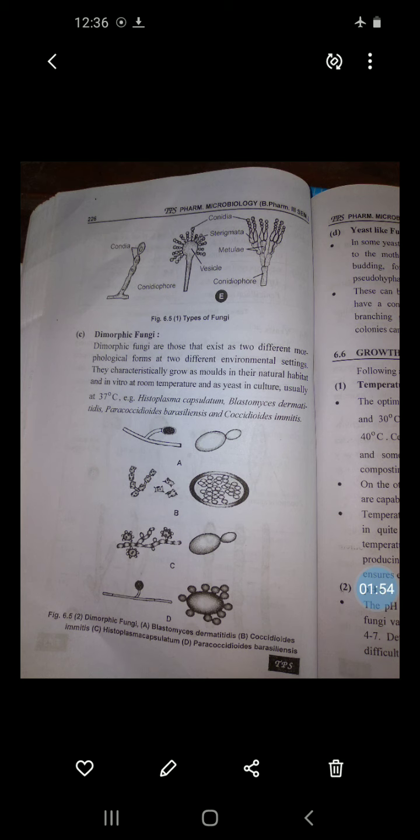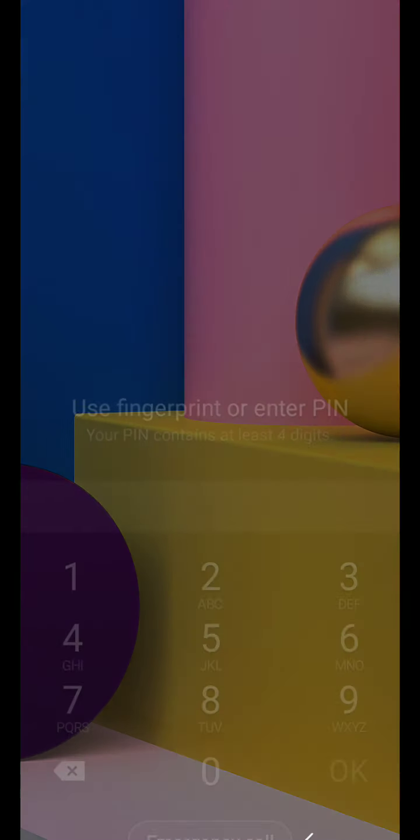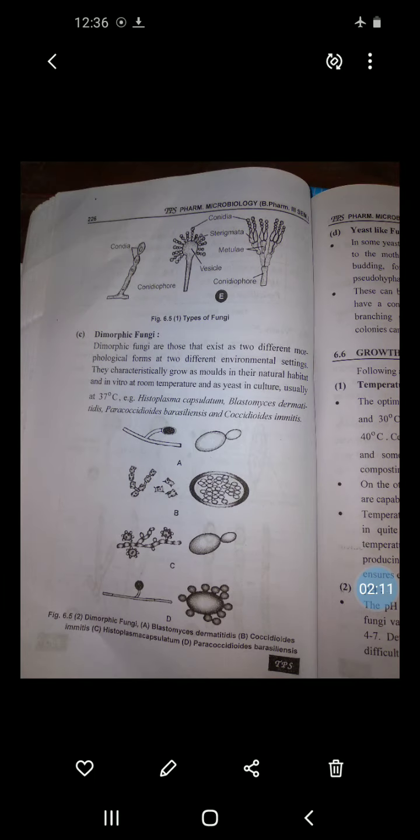They characteristically grow as a mold in their natural habitat and in vitro at room temperature, and as a yeast in culture, usually at 37 degrees Celsius. For example, Histoplasma capsulatum and Blastomyces dermatitidis. These are a few examples of dimorphic fungi.